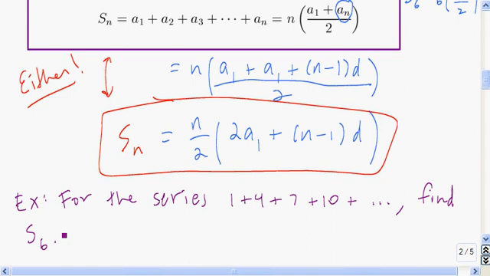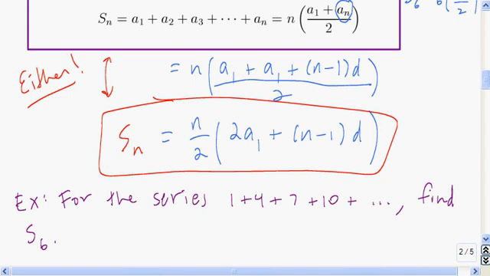Okay, here's an example. So here I have this series, 1 plus 4 plus 7 plus 10. Unless otherwise specified, you must assume that the pattern continues. So someone would have to tell you if the pattern of adding 3 each time is broken, someone would have to indicate that to you. Otherwise you just assume it maintains that pattern. So why don't you press pause while you work on finding s sub 6.